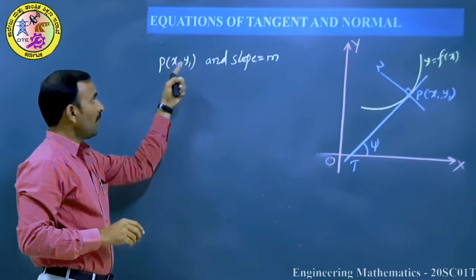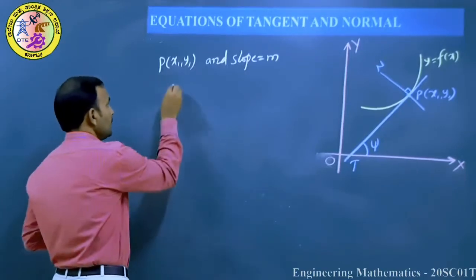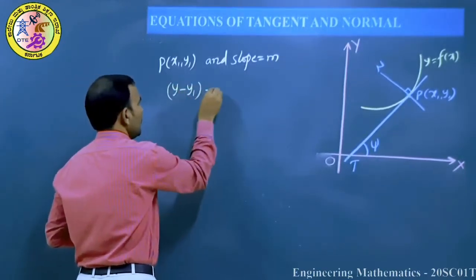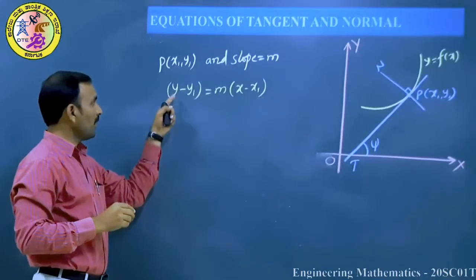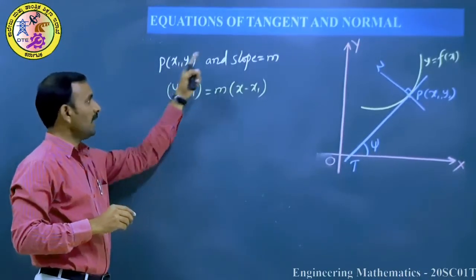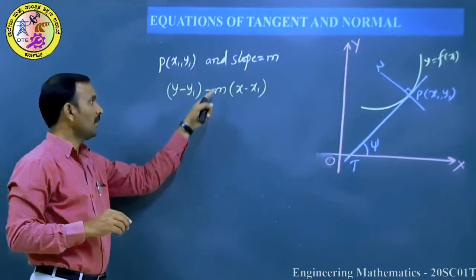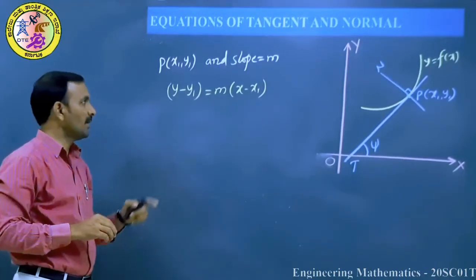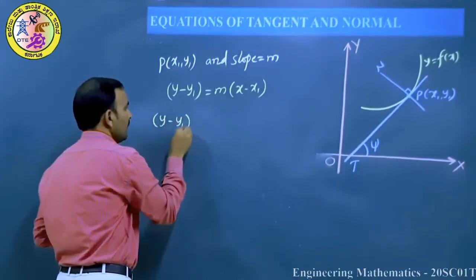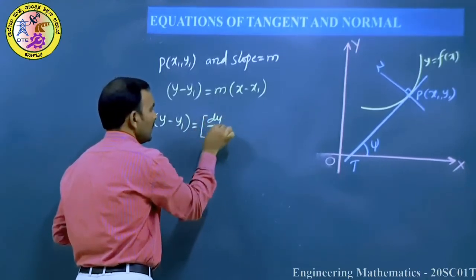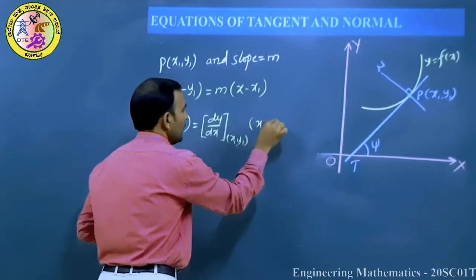You know the slope one point formula. What is the slope one point formula? The line equation is y minus y1 equal to m into x minus x1. That is from the straight line concept: if you know the point and slope, then the equation of line is given by y minus y1 equal to m into x minus x1. What is the m value? m is the slope of tangent, and that slope of tangent is dy by dx. So y minus y1 equal to dy by dx at (x1, y1) into x minus x1.